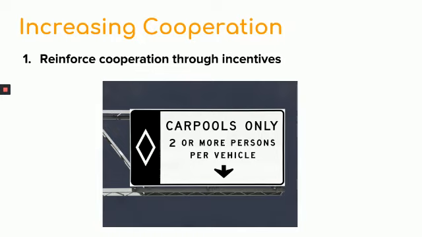So one strategy to increase the cooperative behavior of reducing the number of cars would be to give rewards to people who carpool. So there's carpool lanes. So if you're not driving by yourself, you can drive in these carpool lanes, and most of the time those carpool lanes have fewer cars, and so if there's traffic, you can go faster. So that's just one example, but just anything that gives you a reward for cooperating.